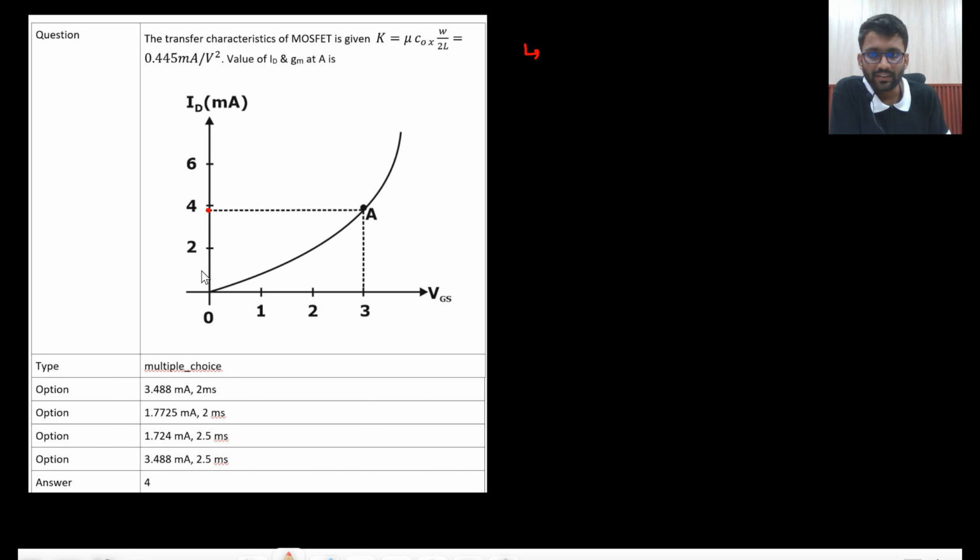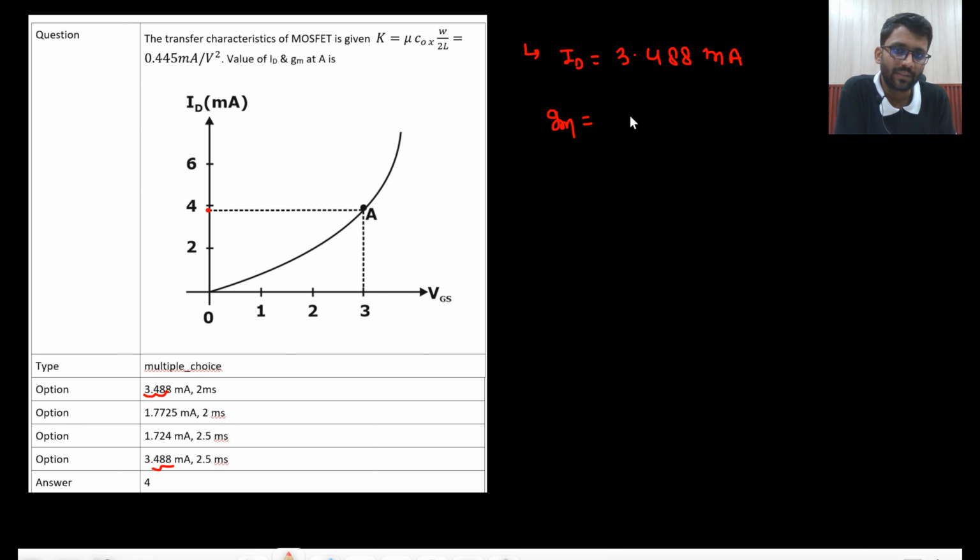So from the diagram you see it is near to 4. So which option is matching? These two. So ID I can see here, that is 3.488 milliampere. And what about GM? What is the formula of GM?